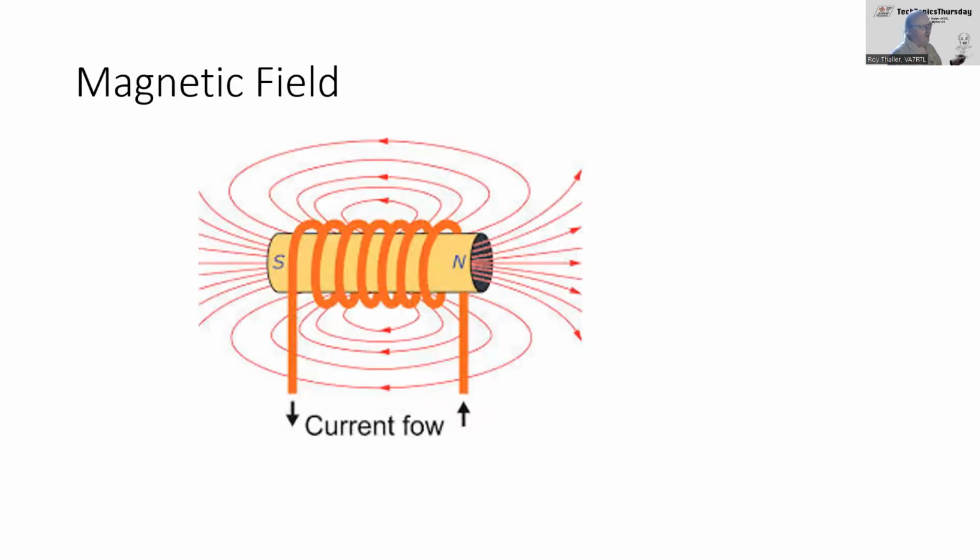So when current goes through a wire or an inductor, it creates a magnetic field, and these are magnetic field lines, and they tend to go from north to south. When you eliminate the current, these magnetic fields collapse, introducing some back EMF into the coil, and if you're not careful, these can damage some of your solid state equipment.